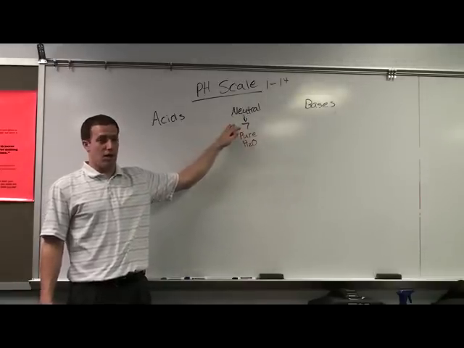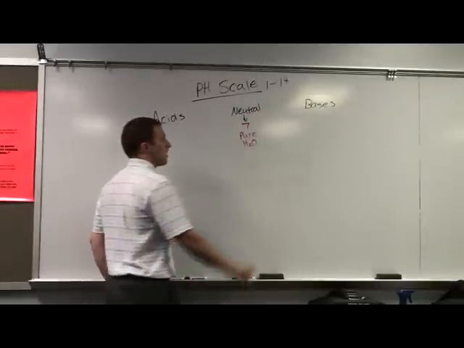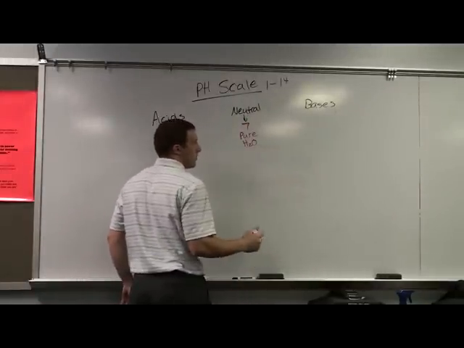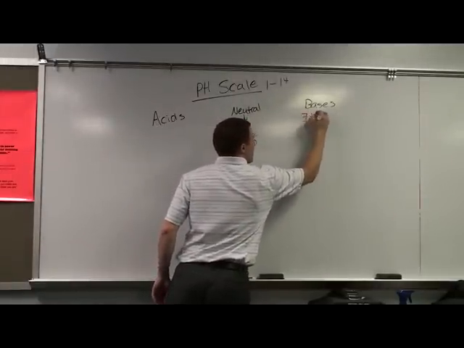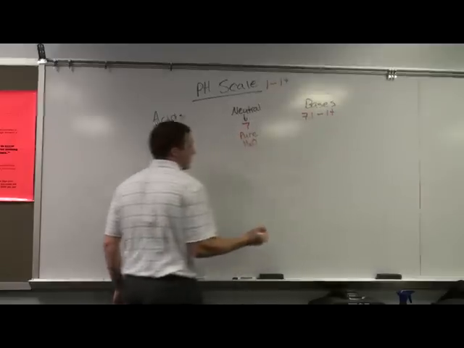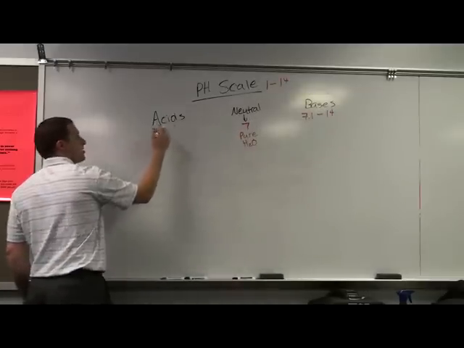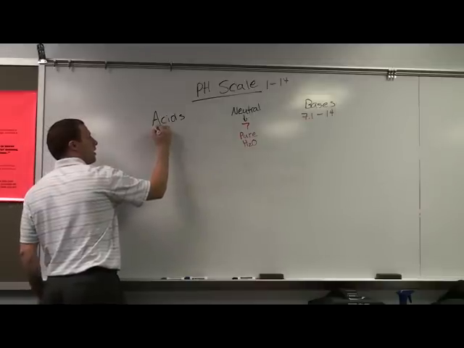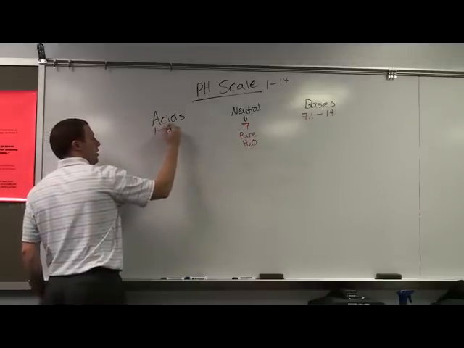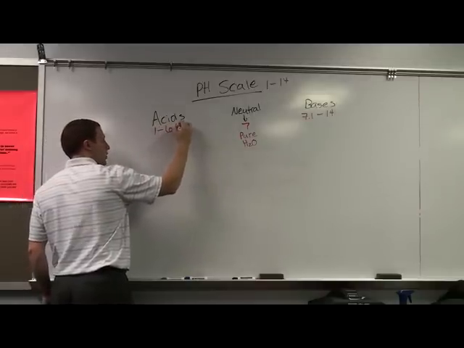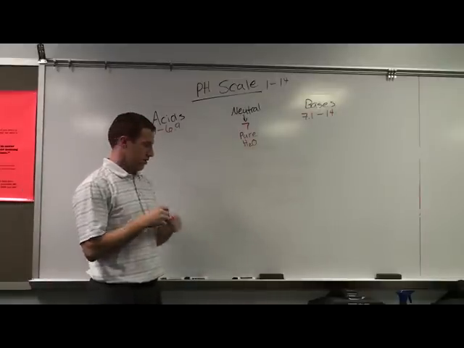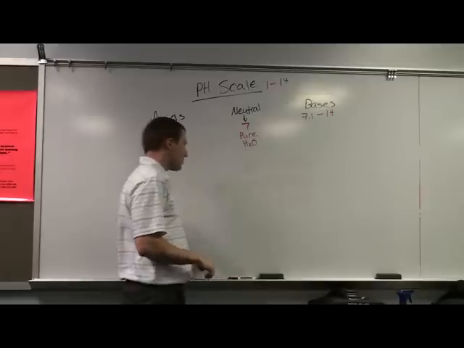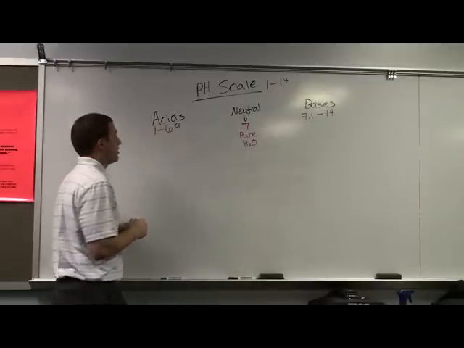No. Okay. Now, what numbers are bases? 8 through 14. Okay, good. Go ahead and call it 7.1 through 14, but 8 through 14 is good. So then acids are what? 1 through what? 6.9, right? Because once you hit 7, you're what? Pure. You're pure water. You are neutral.